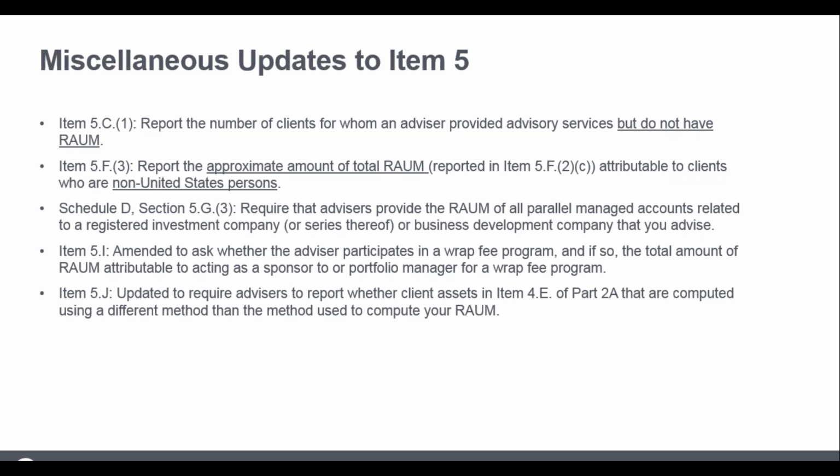Item 5I has been amended to ask about the RAUM attributable to certain RAP fee programs. And then 5J asks whether you report client assets in item 4E of your Part 2A differently than you do your RAUM. So if you're reporting AUM in item 4E of your Part 2 as opposed to RAUM, you may need to check yes there.